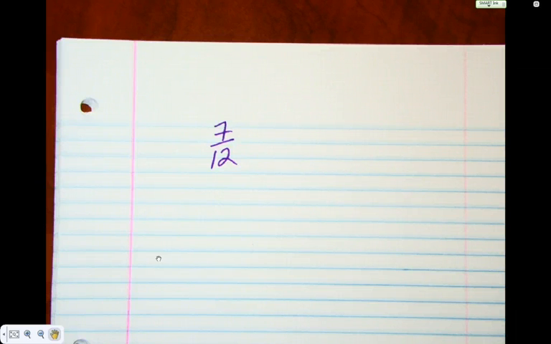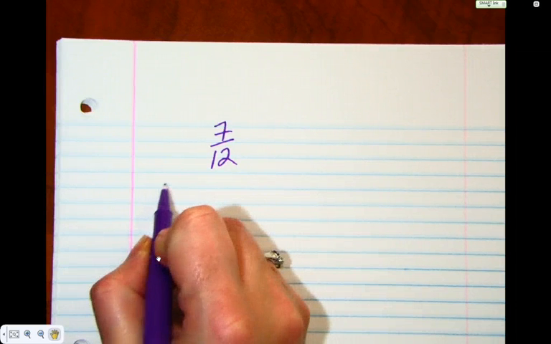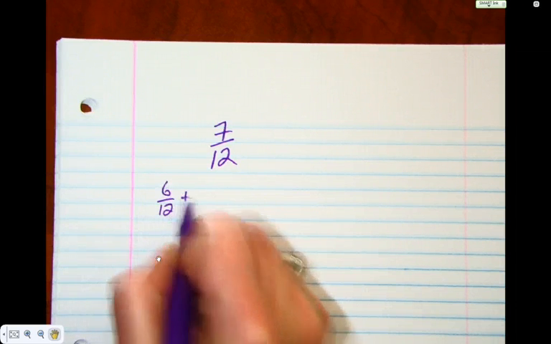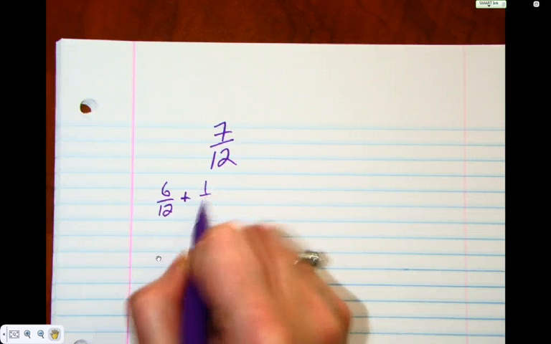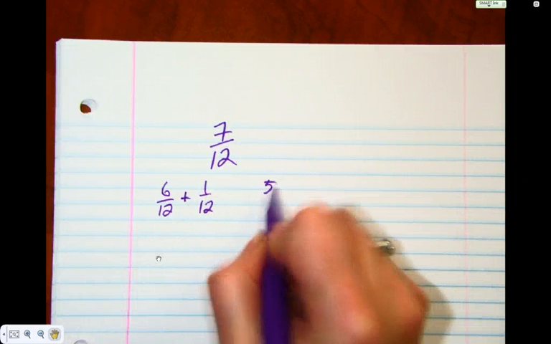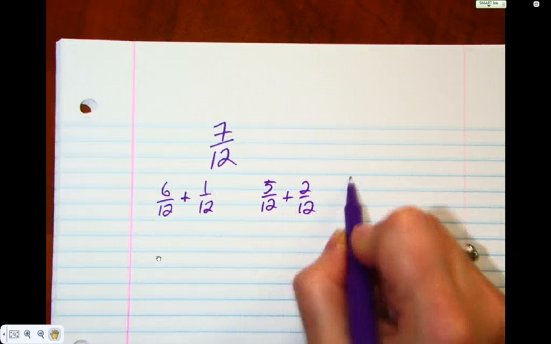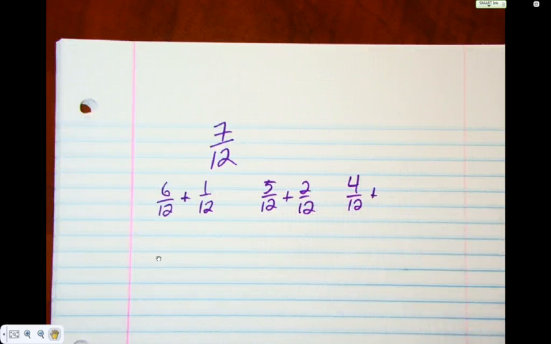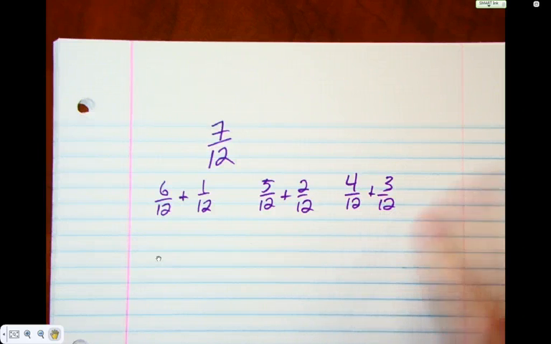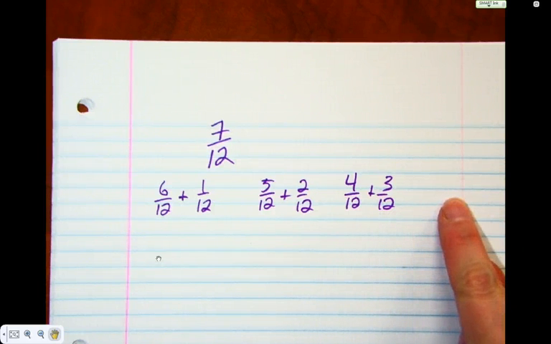What fractions did I add to get 7 over 12? Is there one answer or is there more than one answer? There's more than one answer. So I could have used 6 on 12 plus 1 on 12. I could have used 5 on 12 plus 2 on 12. I could have used 4 on 12 plus 3 on 12. 3 and 4 would give me the same as 2 and 5.